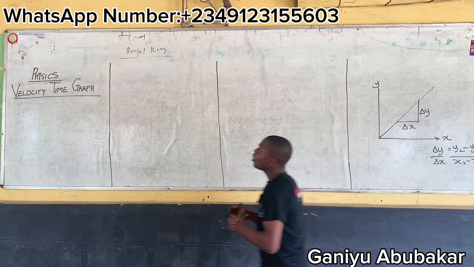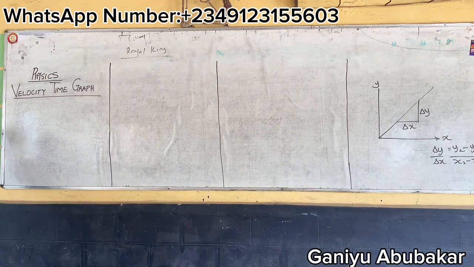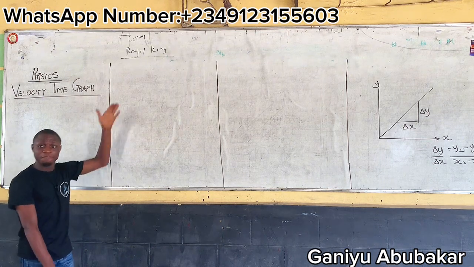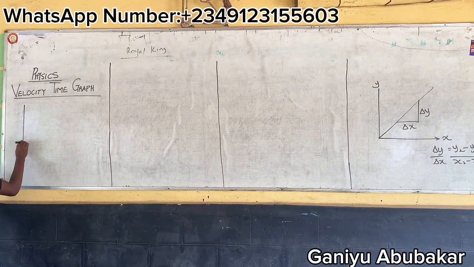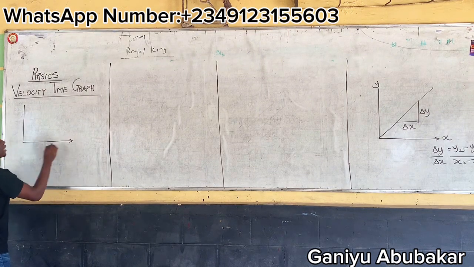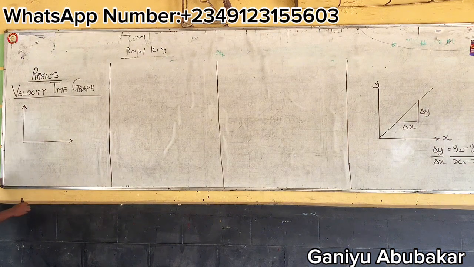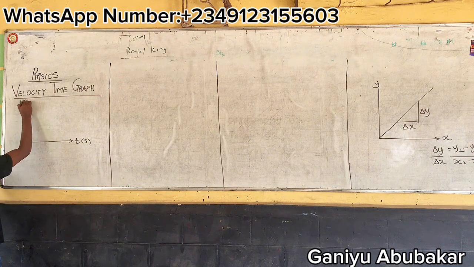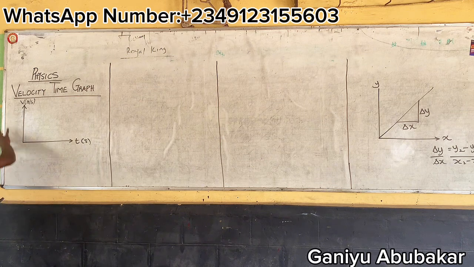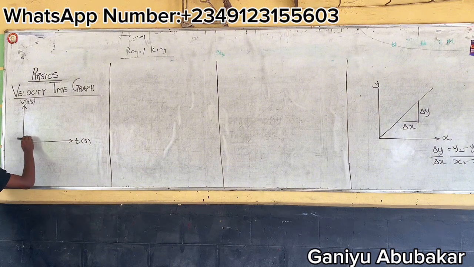When it comes to velocity time graph, I'm plotting velocity against time. So instead of y and x, we come with v and t. This is your diagrammatic expression for velocity time graph. Here is t in seconds, here is v in meters per second. This is how your velocity time graph looks like. Now let's say I have a slope this way, an inclined line.